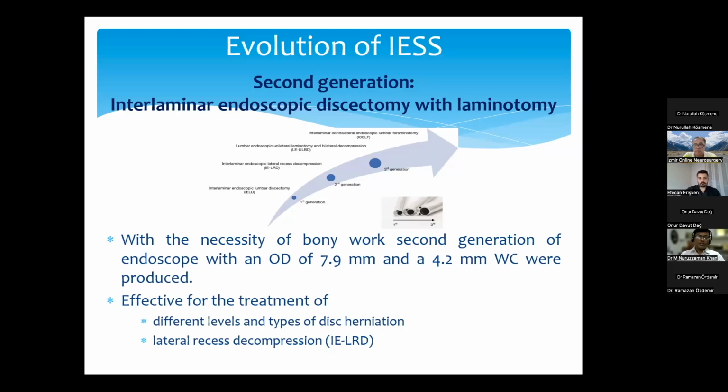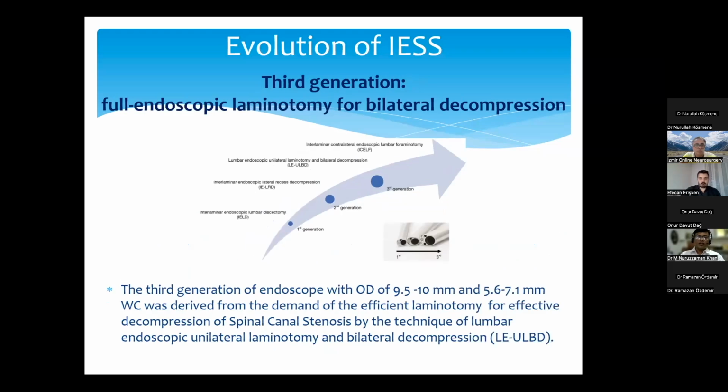Third generation endoscope has a diameter bigger than second generation, that is 9.5 to 10 millimeter, and the working channel diameter is 5.6 to 7.1 millimeter. It was derived from the demand of effective laminotomy for effective decompression of spinal canal stenosis by the technique of lumbar endoscopic unilateral laminotomy and bilateral decompression.